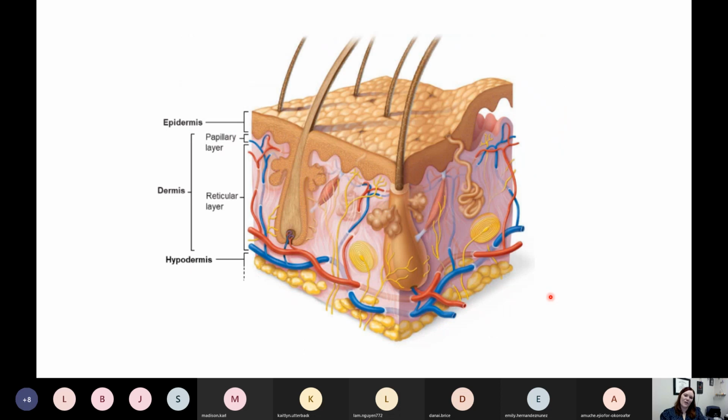When we talk about the dermis, up here in the papillary layer, where we're going up and down, that is where your fingerprints come from. The other thing that the papillary layer and the reticular layer of the skin is important for is bringing the blood supply to the epidermis.